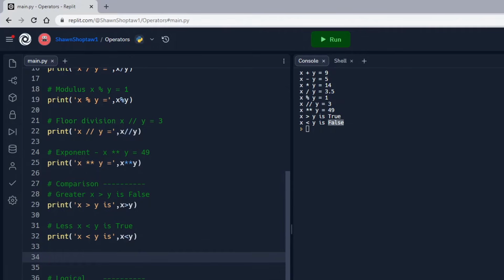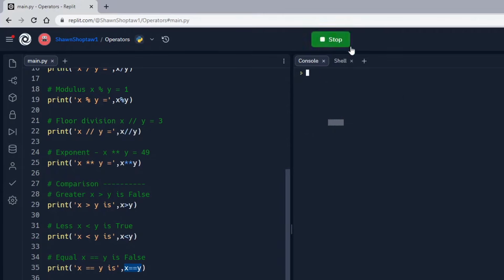For our equals, we do use the equals sign. However, we need to be very careful here because we already know that one equals sign actually assigns a variable to a value. So to test whether two variables are the same, we need to use two equal signs. So here we're saying x is equal to y, and we know that that is false as well. So let's run that. x is not equal to y.